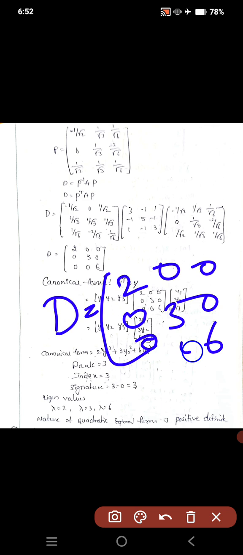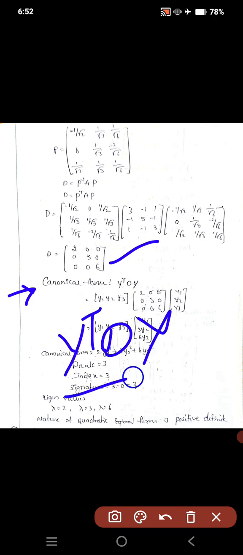See, D is equal to 2, 3, 6 on the diagonal, and the remaining elements are 0. This is the diagonalization of the matrix. Already check the previous video on diagonalization of the matrix. Now let's go to the canonical form. This is one important canonical formula: Y transpose D Y. If you multiply these three, we will get the canonical form.